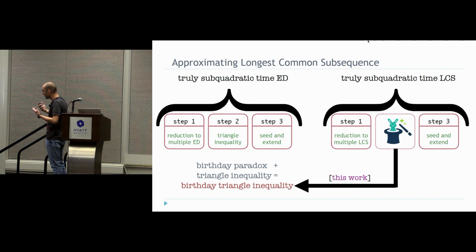So here is the conceptual contribution that we have. We give a new notion for LCS. We call it birthday triangle inequality, because we see this as a combination of birthday paradox and triangle inequality. The cool thing about this notion is that it doesn't always hold. It only holds on average.